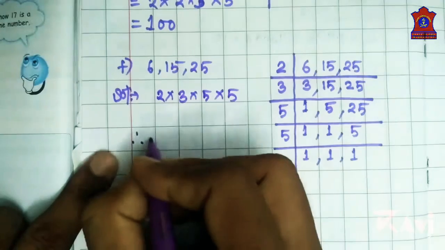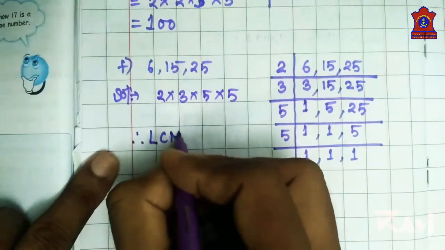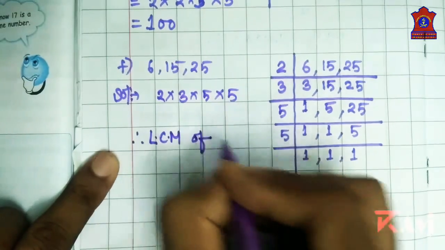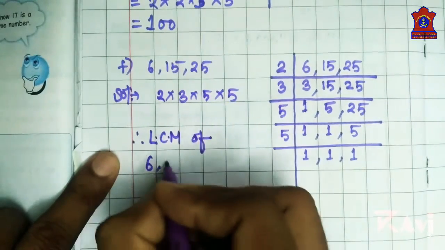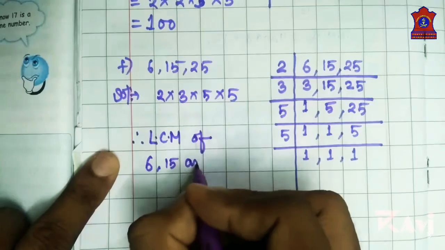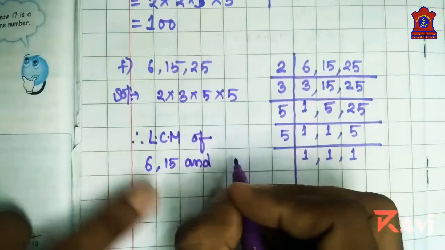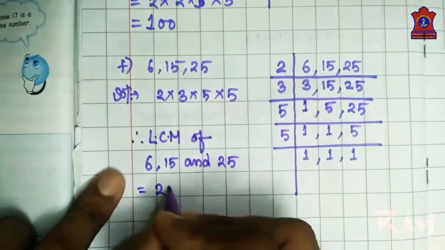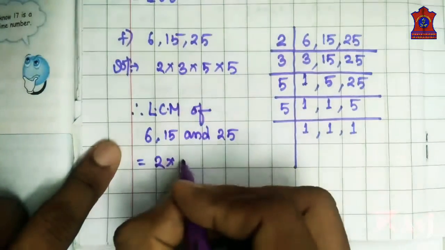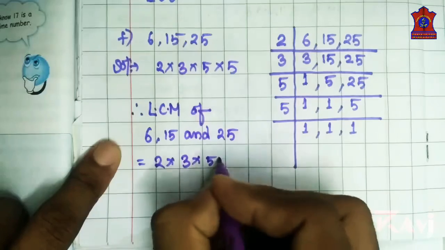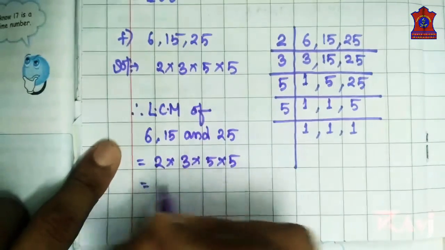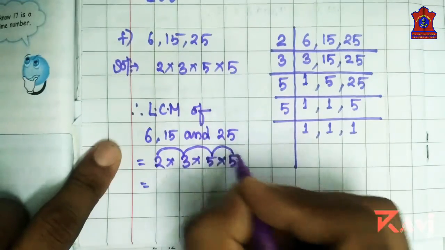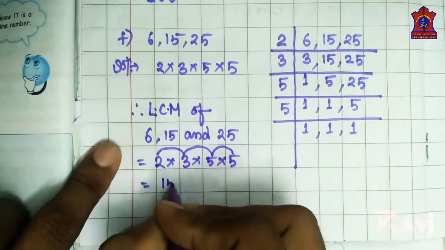Therefore, LCM of 6, 15 and 25 equals to 2 into 3 into 5 into 5. Clear? 2 3s are 6, 6 5s are 30, 30 5s are 150.